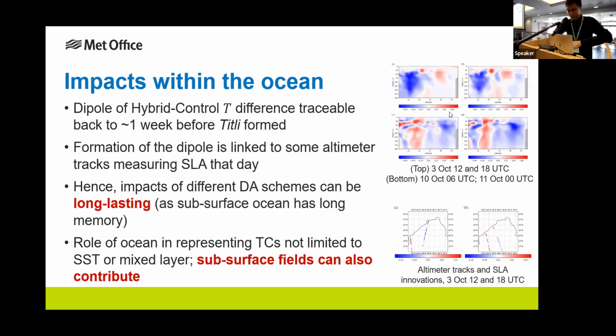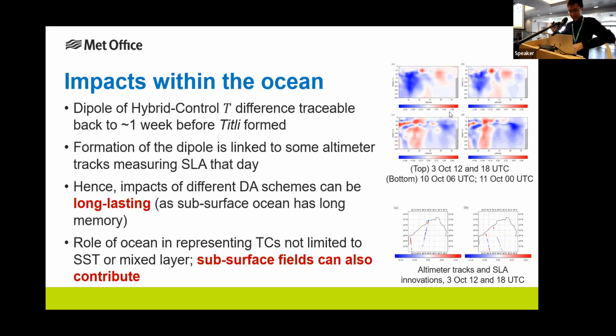So we'll first look at the impacts within the ocean. On the right-hand side, on the top, you can see that there's a dipole of temperature difference between the two experiments developing for a week running up to the time of the tropical cyclone. So we've done some further studies and found that the formation of the dipole is actually linked to some SLA, sea level anomaly, altimeter tracks measuring the sea level heights that day. That was a week before the formation of the cyclone.